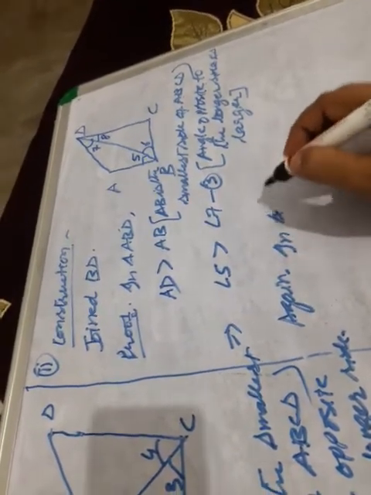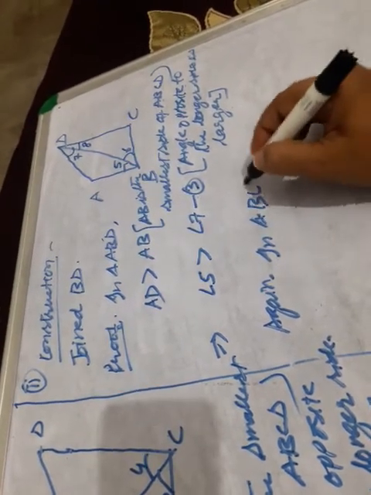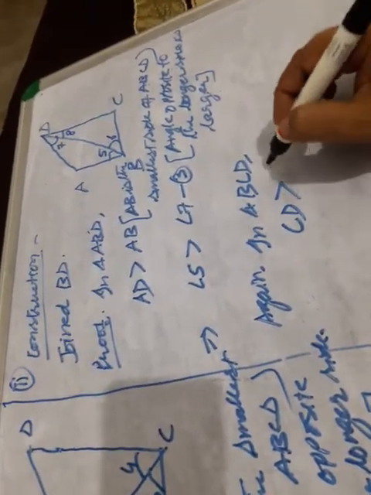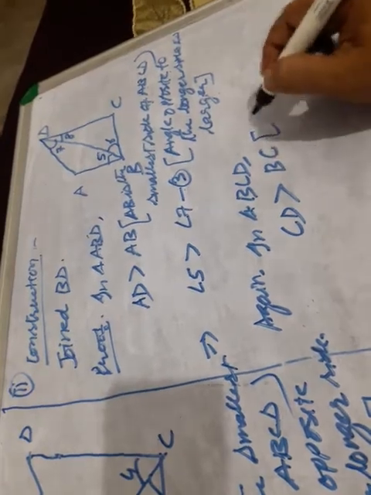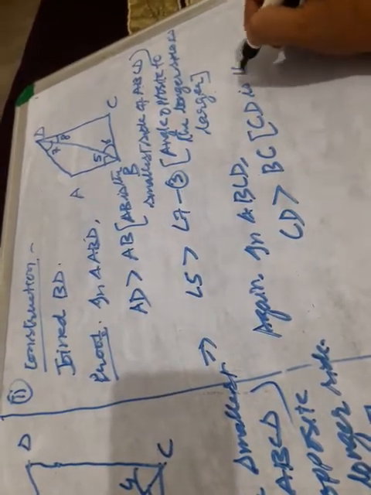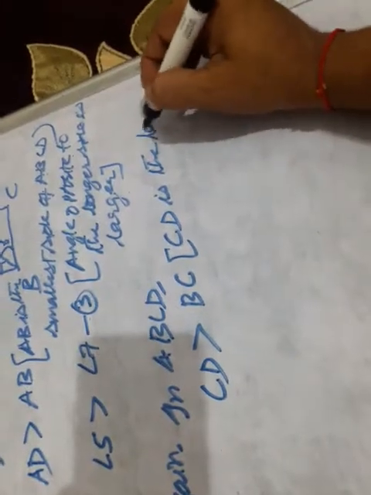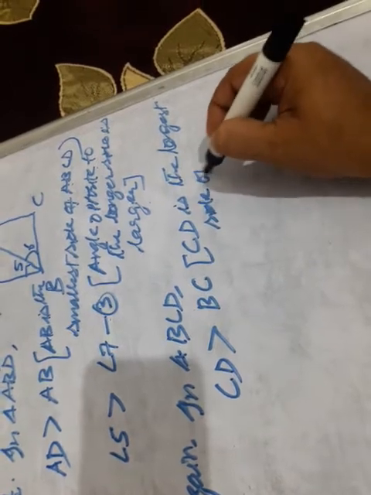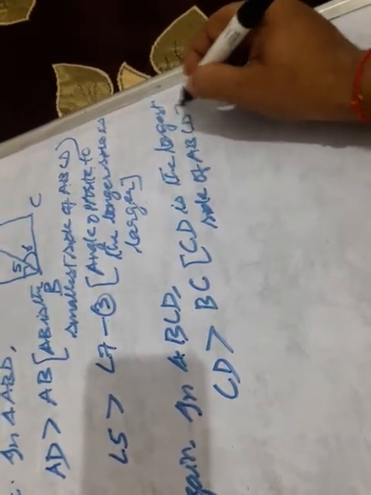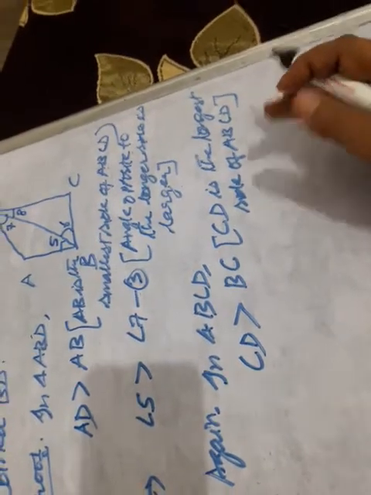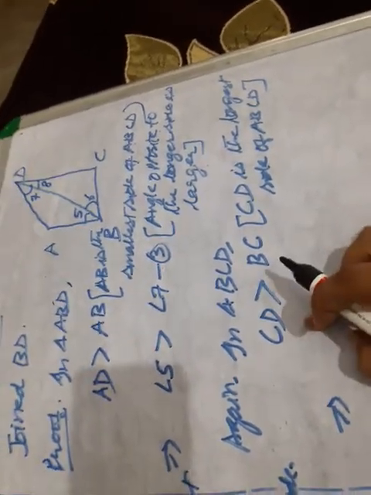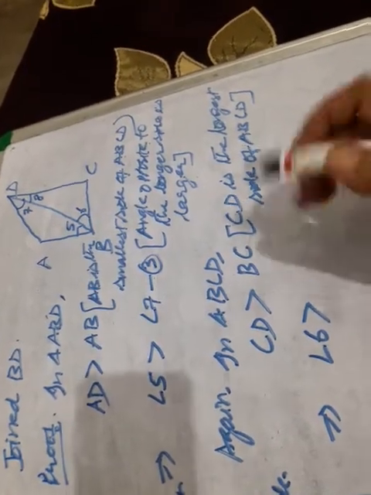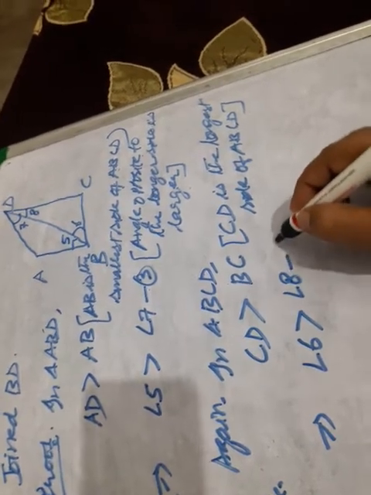Again in triangle BCD, what do we have, children? CD is greater than BC, because CD is the longest side of ABCD. Because CD is the longest side of ABCD, this implies that CD's opposite angle, that is angle 6, and BC's opposite angle, that is angle 8. Okay, this is equation number 4.